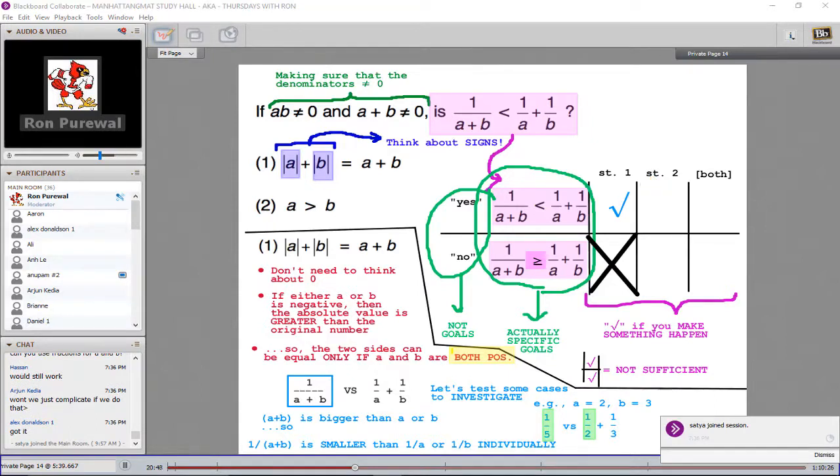Let's see what happens if we try to do it with algebra. I don't even know. This would be nice. Let's just find out.